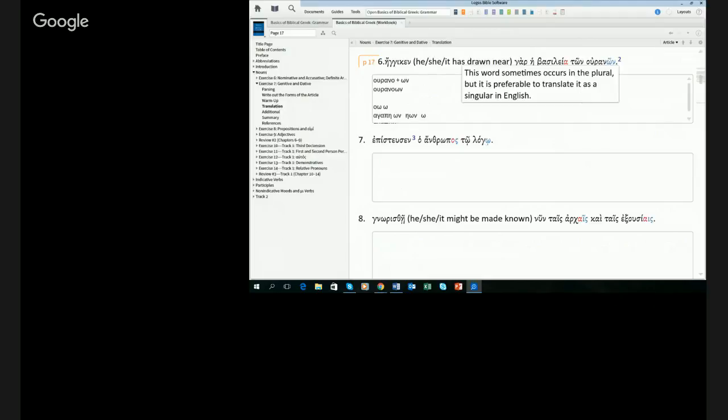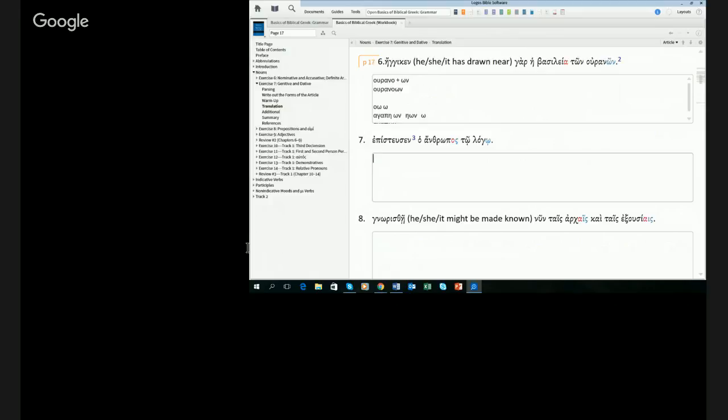This footnote will probably tell us the word sometimes occurs in the plural, but it is preferable to translate it as singular in English. All right. Thanks. Yeah, so that's an anomaly about uranos. You can simply commit it to memory, particularly when it's the kingdom of and the plural form uranon, translated as singular.